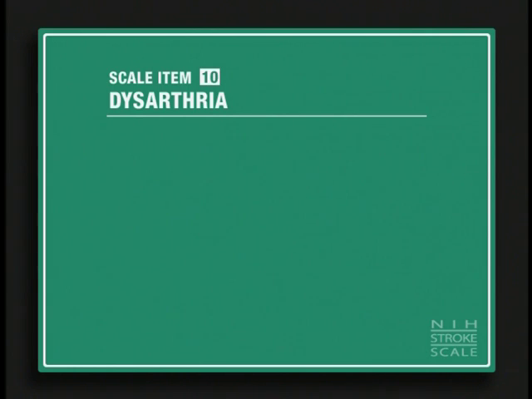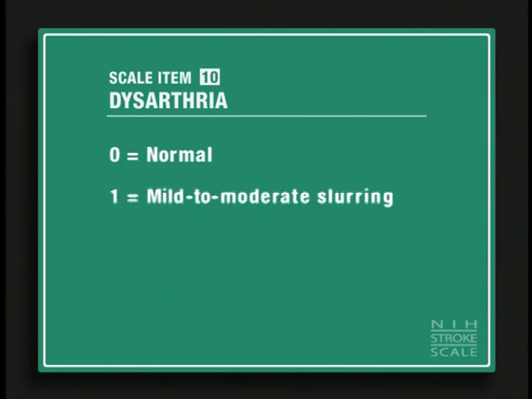Okay. For scale item number 10, this patient scored a 1. Let's look at how this scale item is scored. Score a 0 for patients with normal speech who read all words without slurring. Score a 1 for patients with mild to moderate speech defects and some slurring, but who can be understood.